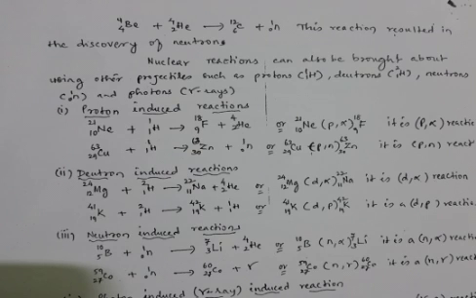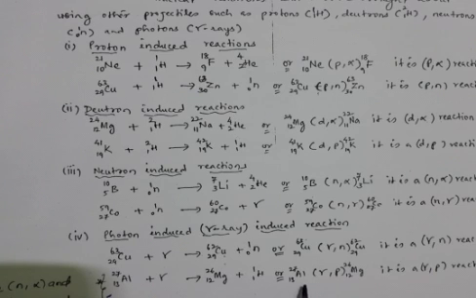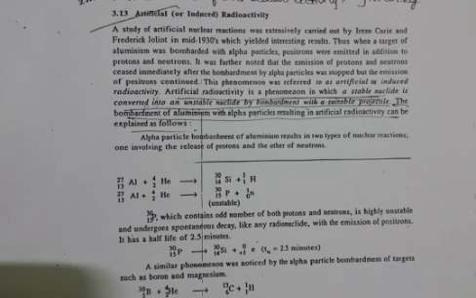So in the second example, the gamma rays strike the aluminum. Aluminum is converted into magnesium by emitting a proton. So this reaction can be represented as aluminum as the targeted nuclei, gamma rays as the projectile, and a proton is emitted that results in the formation of magnesium. So this reaction is called the gamma comma P reaction.